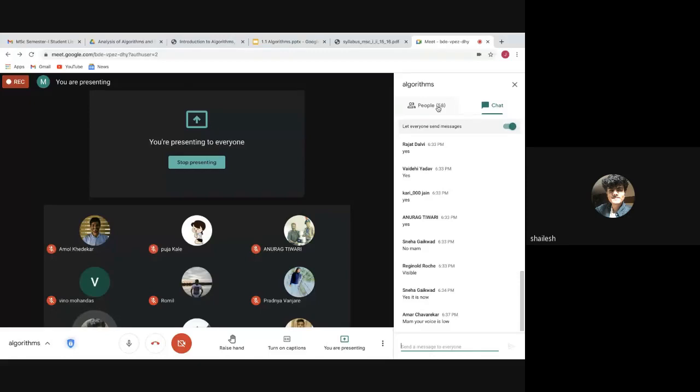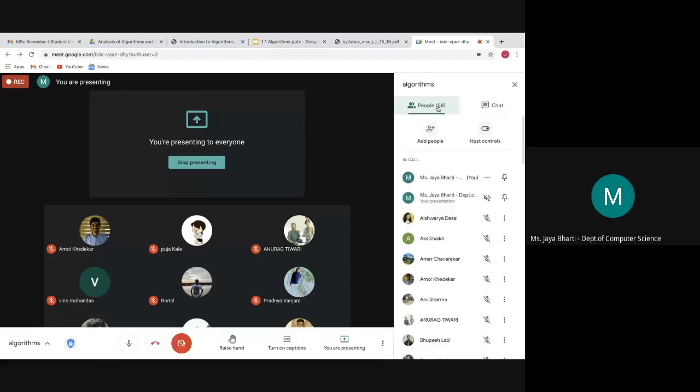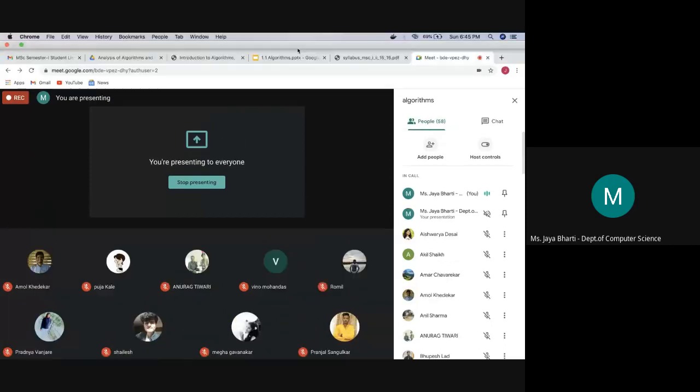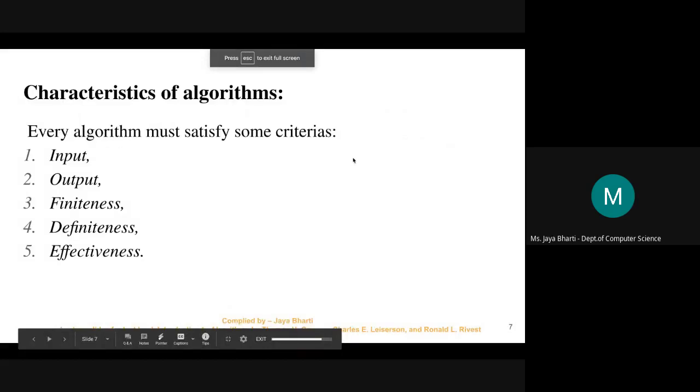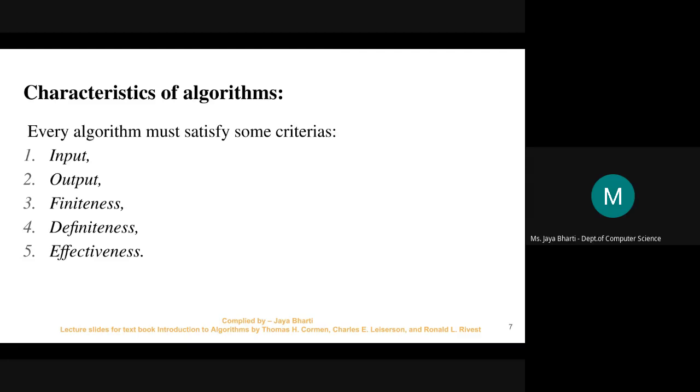You're audible clearly. Okay, so we have seen what an algorithm is and how to select an efficient algorithm, and what the measures to select an efficient algorithm are. Now we will see the features and characteristics of an algorithm. These are the five basic characteristics of algorithms. Every algorithm must satisfy some criteria, and these are the criteria.